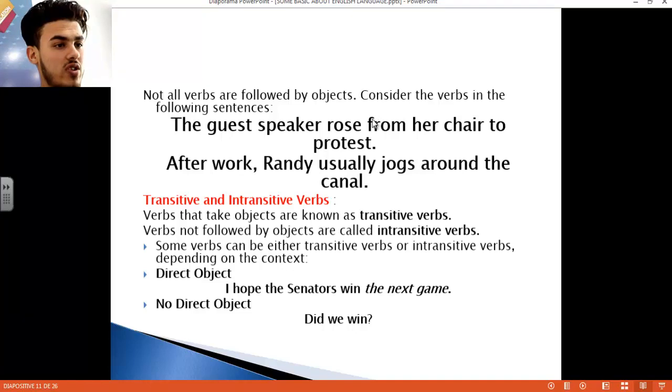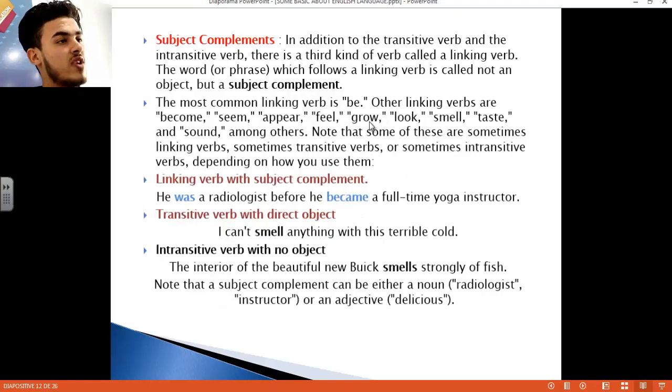I hope the Senators win the next game. So the object here is the next game. And in the second example, we have no direct object, and we see the sentence, did we win, which is a question, and we don't find any direct or indirect object.